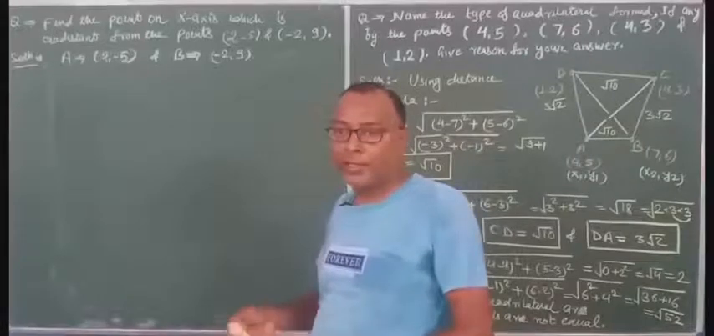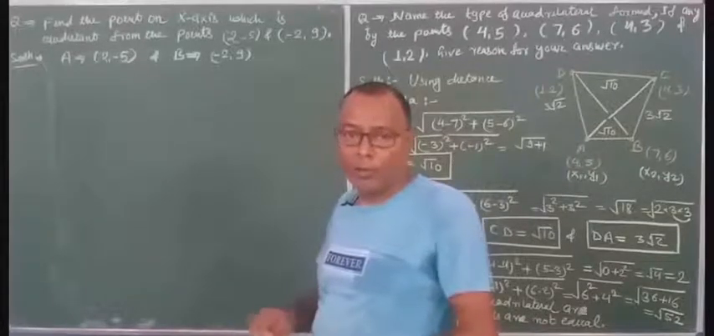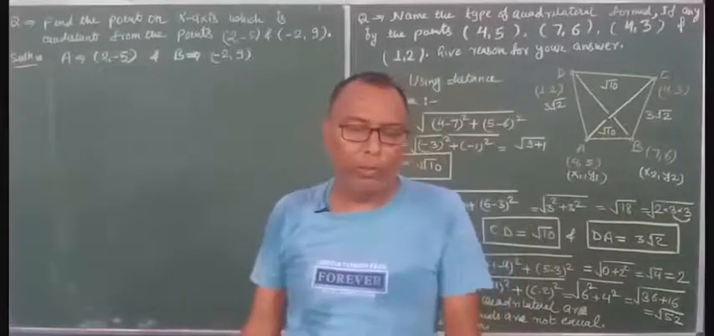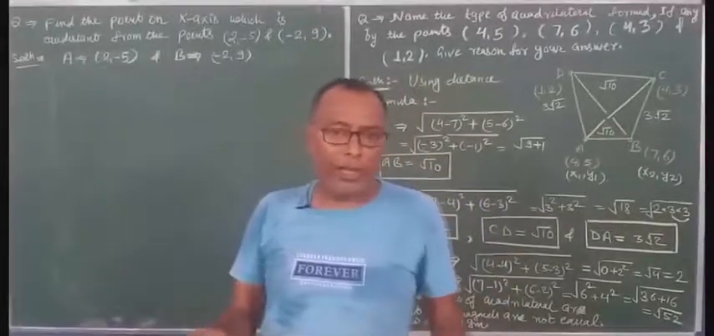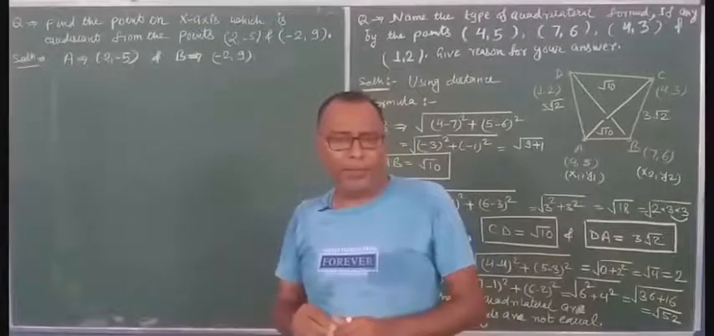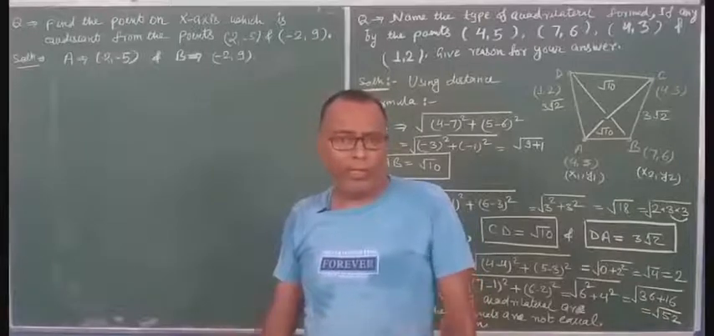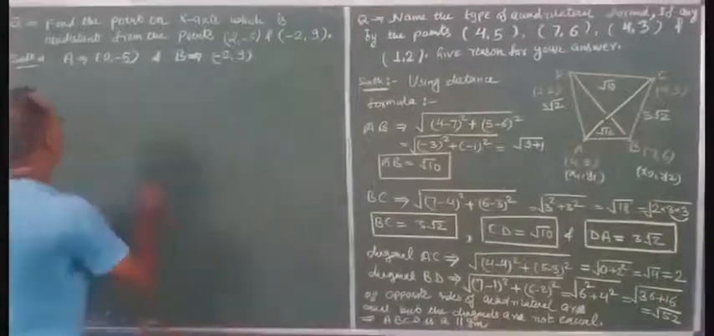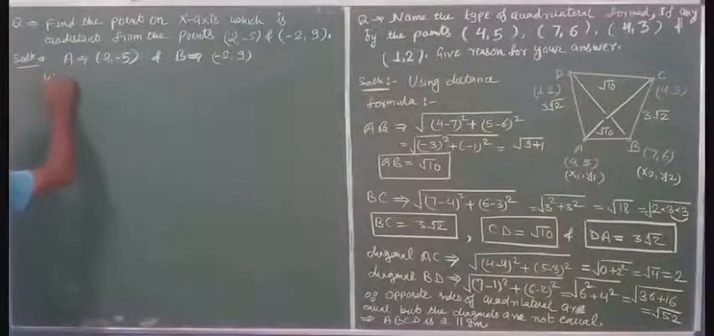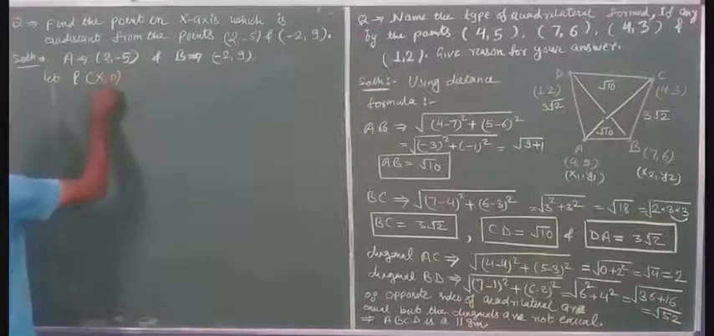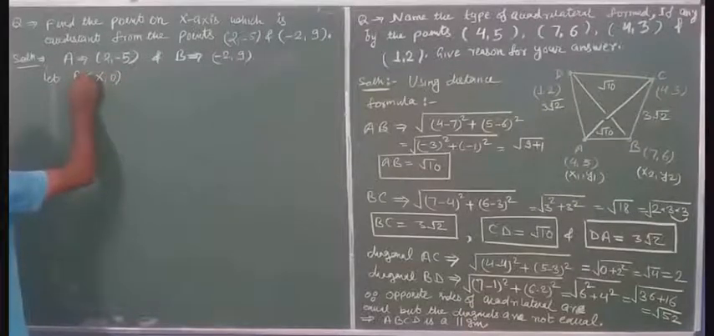Points on the x-axis look like this: (2, 0), (3, 0), (4, 0), (5, 0), etc. Or you can say there is some value of abscissa and the ordinate is 0. So we take any point, let it be P, and since it is on the x-axis, we can write P as (x, 0).